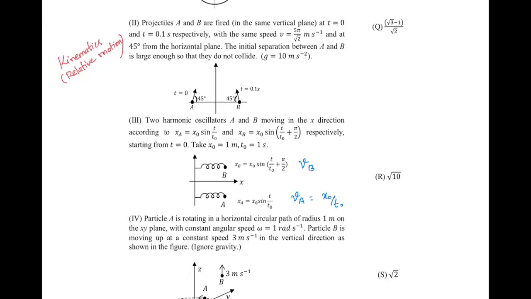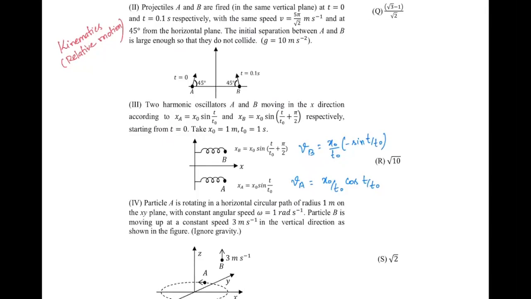VA is x naught by t naught, and sine differentiation becomes cos of t divided by t naught. And VB, that is x naught cos function. Here, sine of t by t naught plus pi by 2 will become cos. And when I differentiate it, I'm going to get x naught by t naught, and cos differentiation will become minus sine t by t naught.